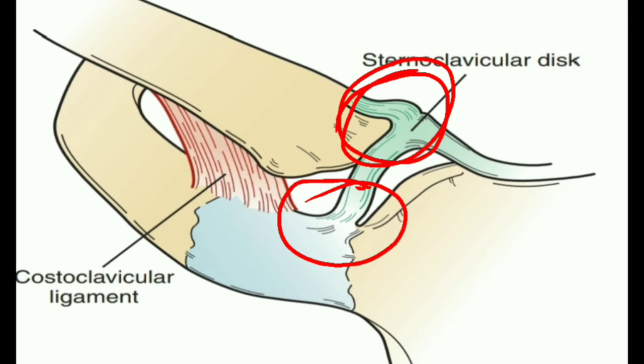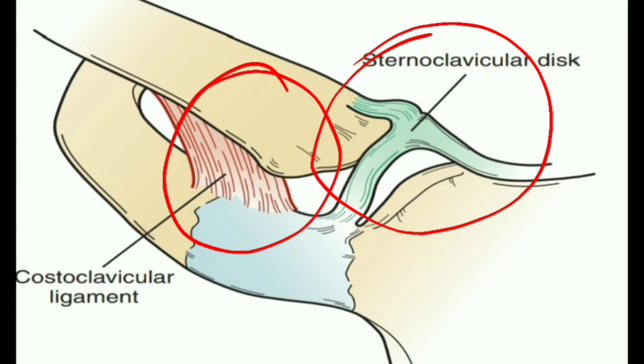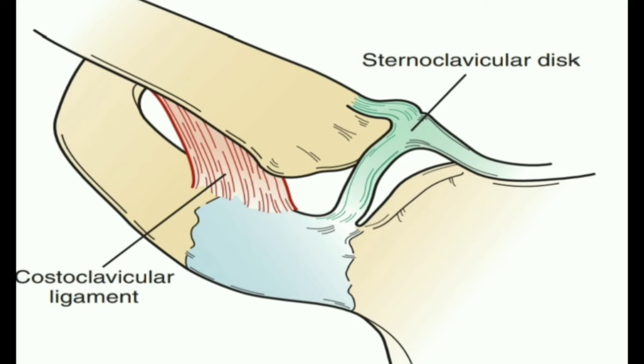So let's see the second associated structure, that is the joint capsule. It is a fibrous joint capsule and it is strong, but it does not provide a greater amount of stability. It is reinforced by the ligaments, and the disc is attached to the sternoclavicular joint. So the stability is in fact provided by the ligaments.